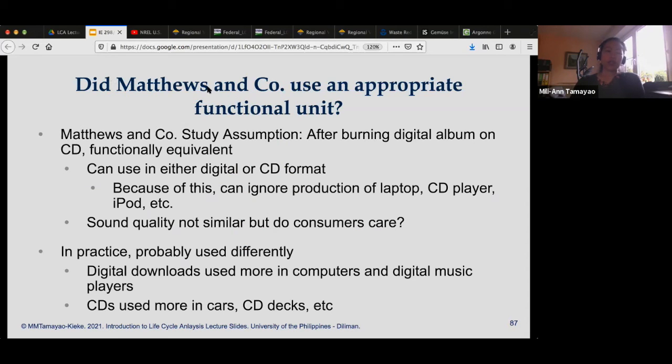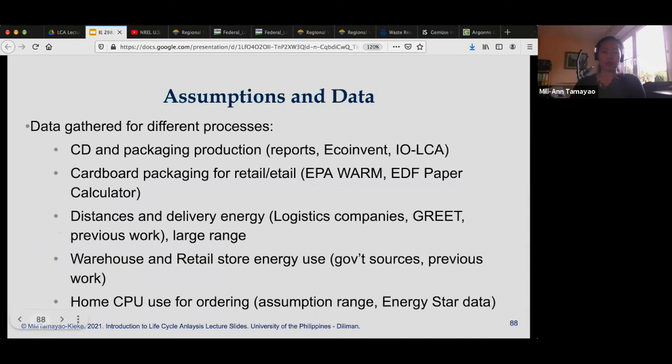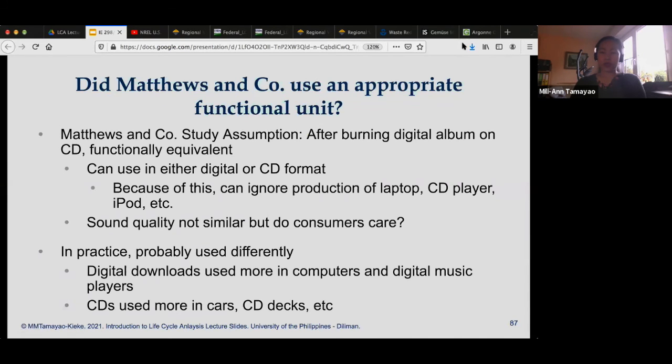Now, question, did Matthews and Company use an appropriate functional unit? Some assumptions include after burning the digital album on the CD, the product should be functionally equivalent. That means that you can use it in either digital or CD format. Because of this, you can then ignore production of laptop, CD player, and iPod, etc. The sound quality may not be similar to some customers though, but for most, do they really care?